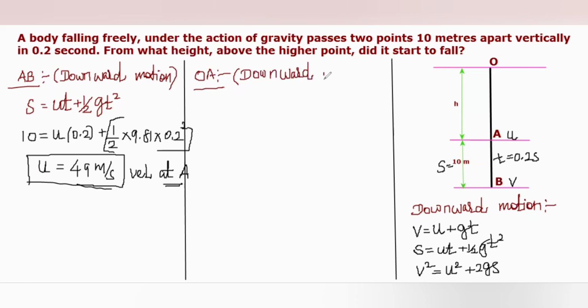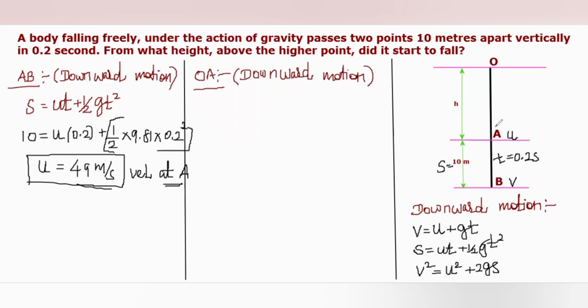Here we have to calculate what height above the higher point, that means O from the point A, when it starts to fall. That means this H we have to find.